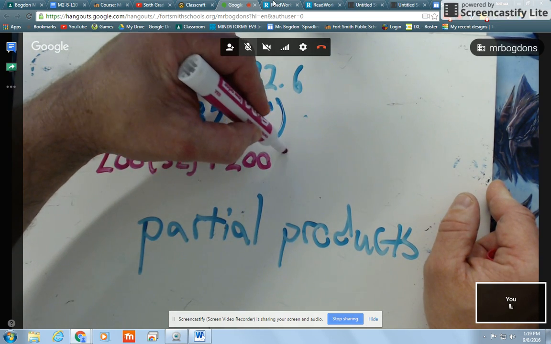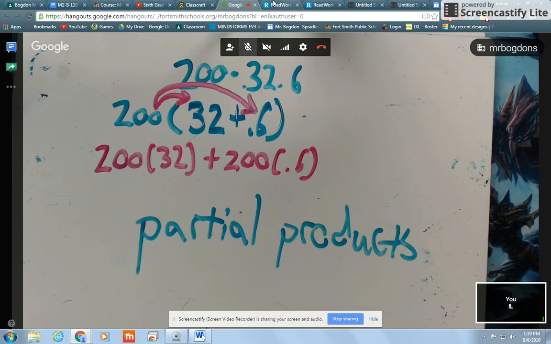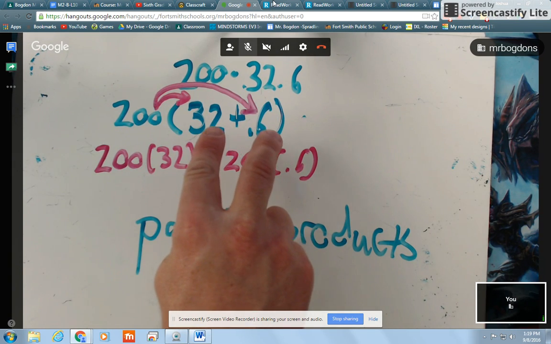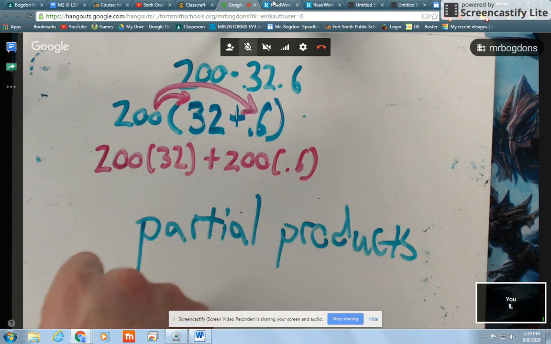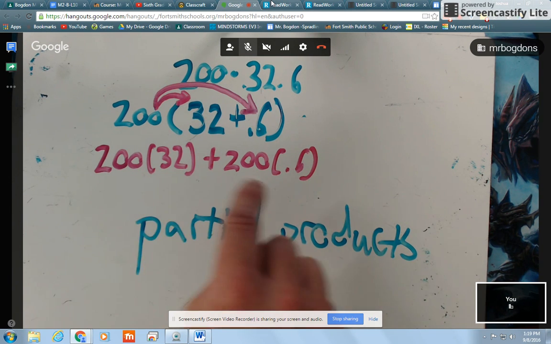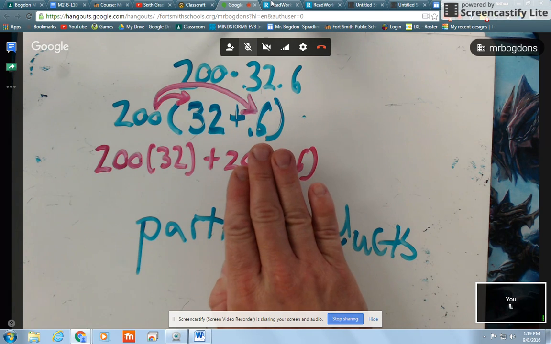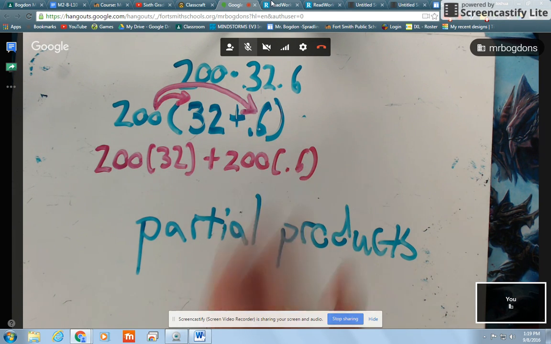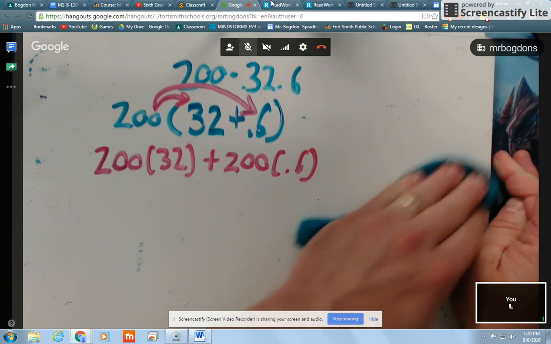200 times 6/10. Now notice how both terms inside my parentheses received the 200. In other words, I passed them out with the distributive property. So now they're both being multiplied. Now I have to calculate this out to find a product here and a product here. And those two are parts of my total answer. So we're looking at the words to give us clues.